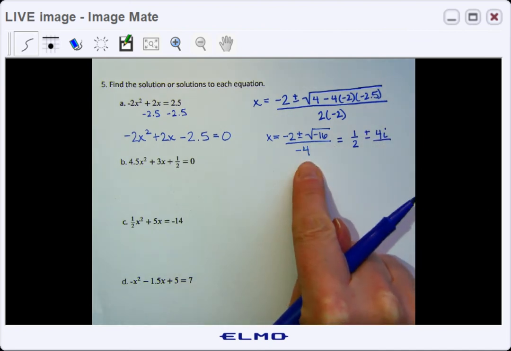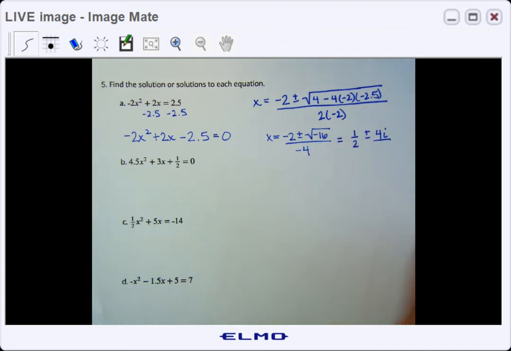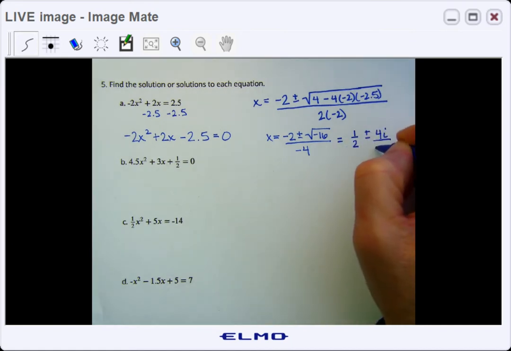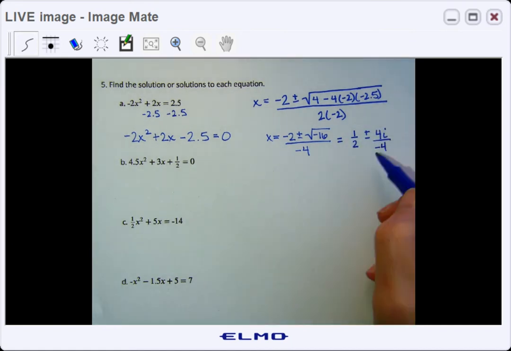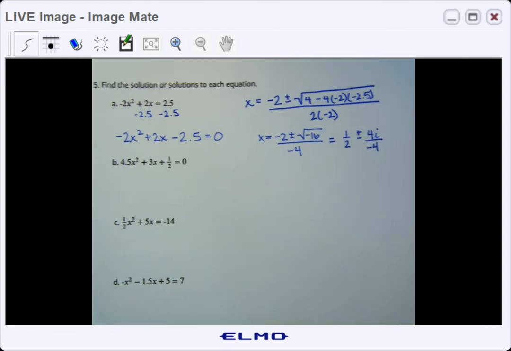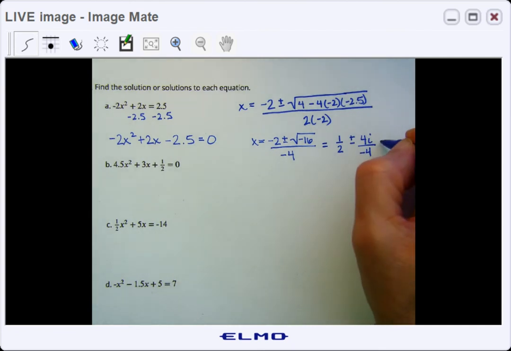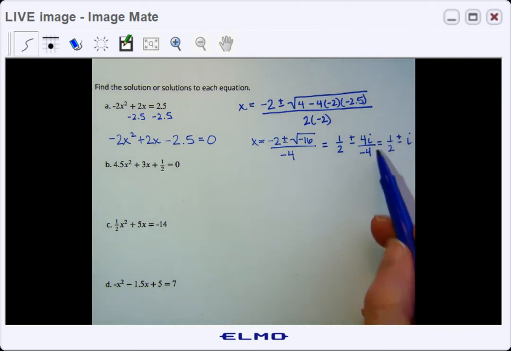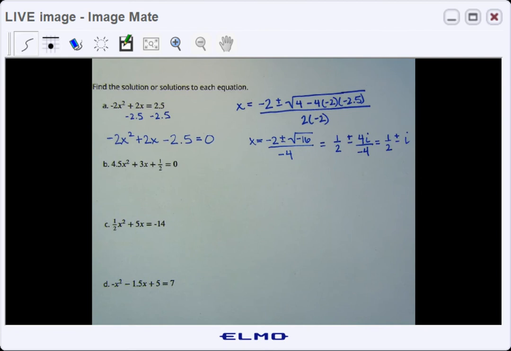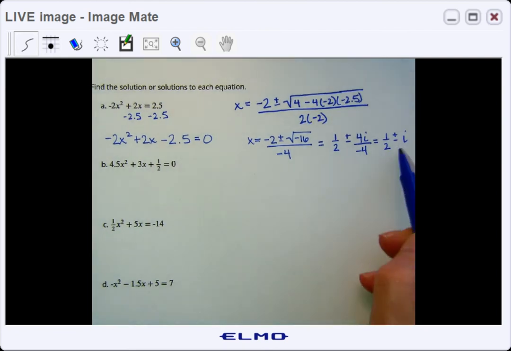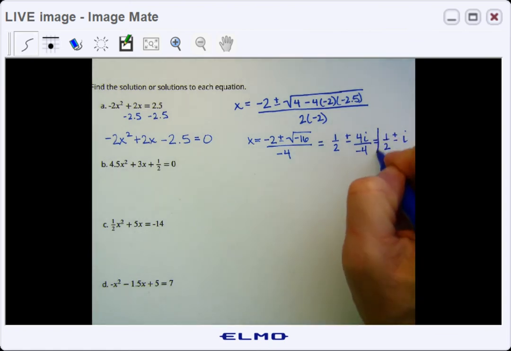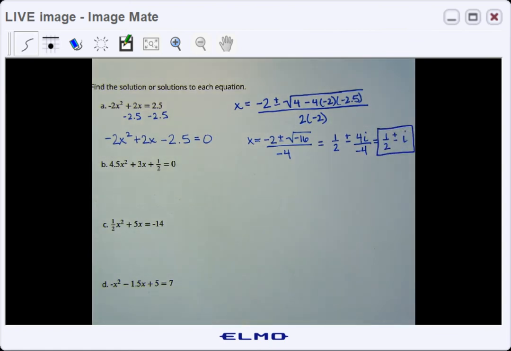over -4. So here's the interesting thing: I'm going to put my -4 here, but see how now I can simplify it a little bit further. Also, for the plus or minus in the middle, I'm actually going to write this as 1/2 plus or minus i, because 4 divided by -4 is -1. And I don't have to really worry about the sign because I have plus and minus, so it just works its way out. So this is the final answer for A.